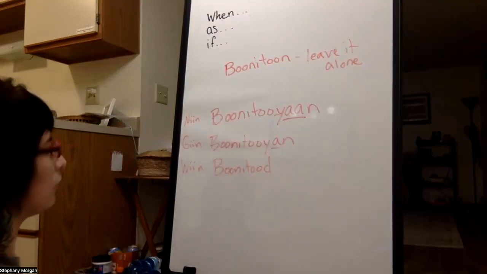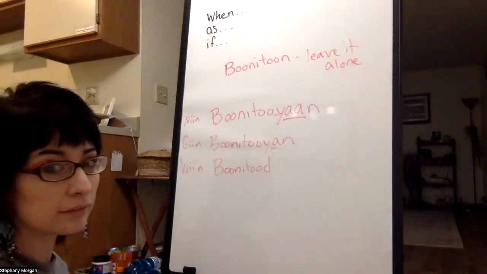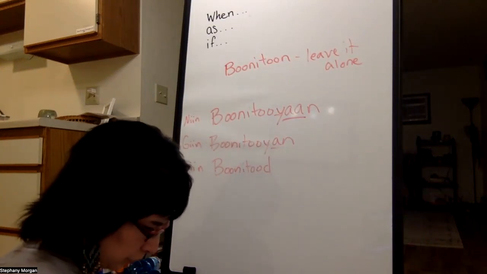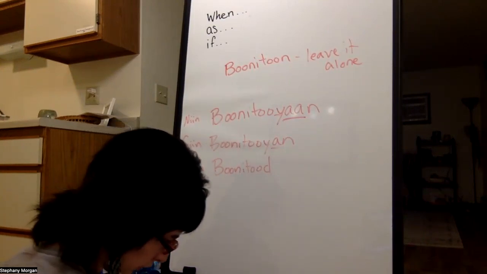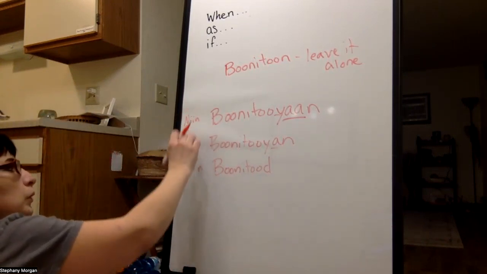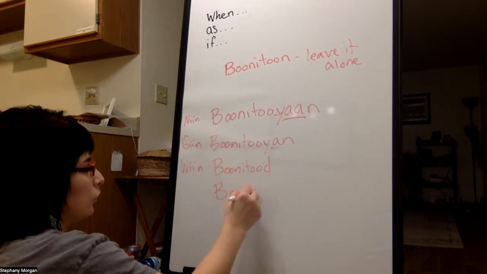"Wunitude." When he leaves it alone. When she leaves it alone. If she leaves it alone. As she leaves it alone. And then we get into our plural persons like "ninawind." That's us, but not you. We get "wunitu."